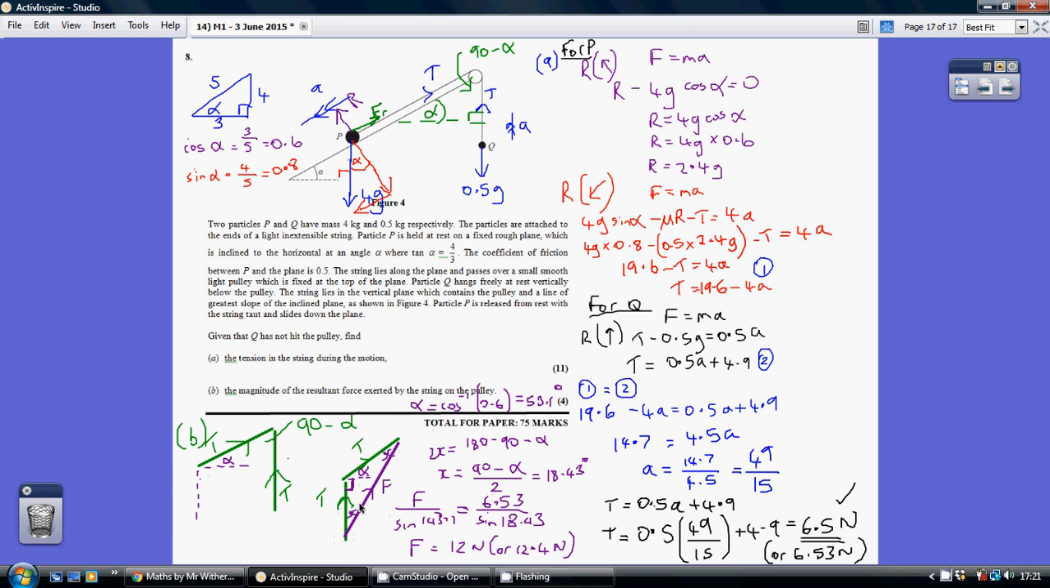So having worked out that these are both 18.43 degrees, I can then use the sine rule and say F over sine these two together, 143.1, equals my tension of 6.53 divided by sin this angle here of 18.43. Obviously multiplying both sides by sine 143.1, I get the force being 12 newtons or 12.4 newtons to 3 sig figs. There may be other ways to work this out, I'm not sure, but the sine rule seemed to be the easiest one to me.